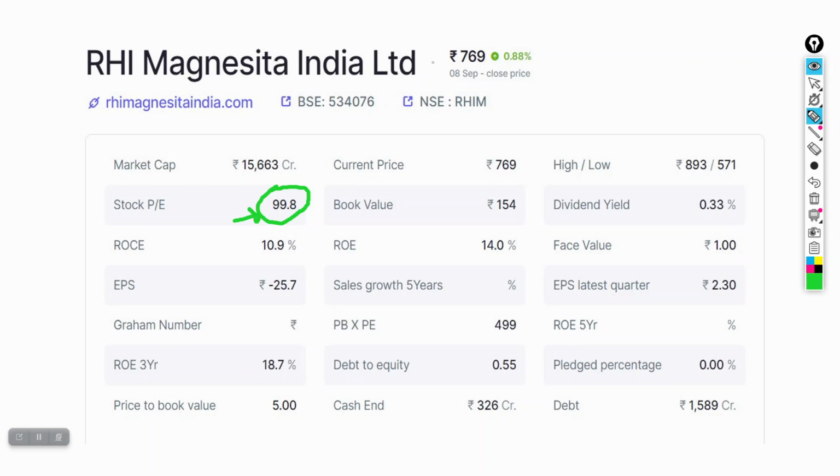The P/E of the stock abruptly increased because of the provisioning due to amalgamation and the two new acquisitions. Apart from that, the current market price is approximately 750 to 760 rupees, and EPS is negative for the same reason. Because of the recent acquisition of two companies, it had to keep nearly 600 crores in the loss account due to the requirement of provisioning. The debt is 1500 crores, cash is 326 crores, and debt to equity is 0.55. This is good because, though it is a very high capital intensive industry, the debt to equity is less than 1.